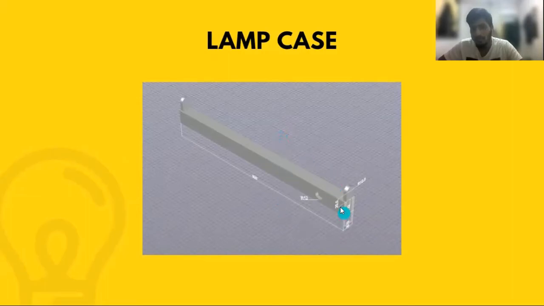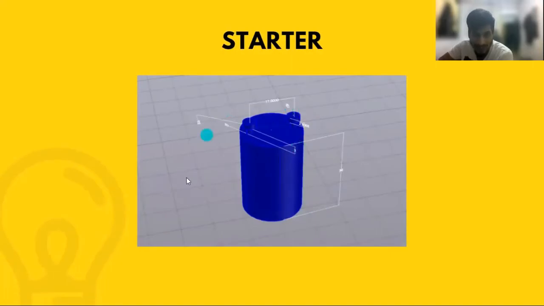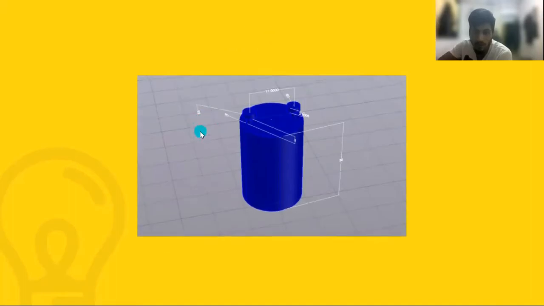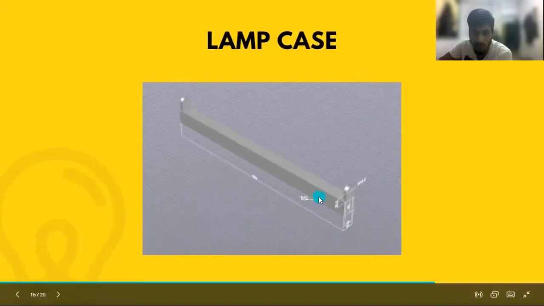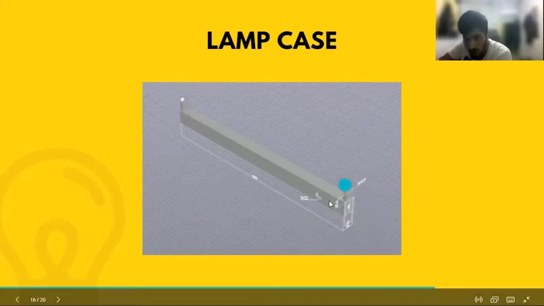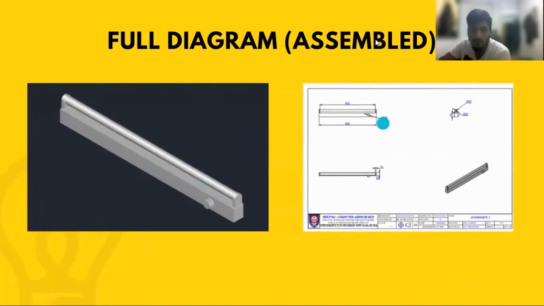So next is the lamp case. As you can see, this lamp case consists of the casing, and inside this part we will put the choke or the ballast, and this one is the starter part, which has a 12 radius circle. So you can see the starter is 12 radius here, 12 radius. That's why you can see the lamp case is also the same, and the others are also the dimensions from the actual design. So lastly, this one is the full diagram.